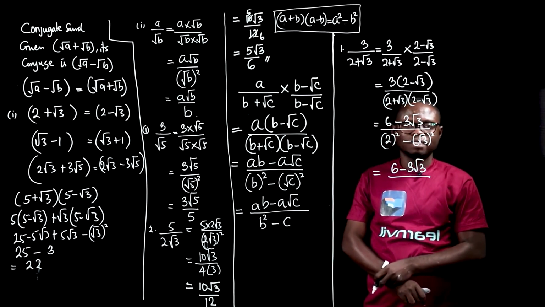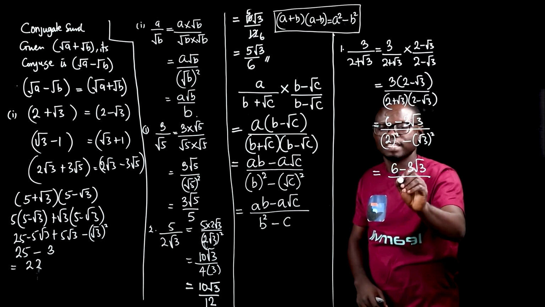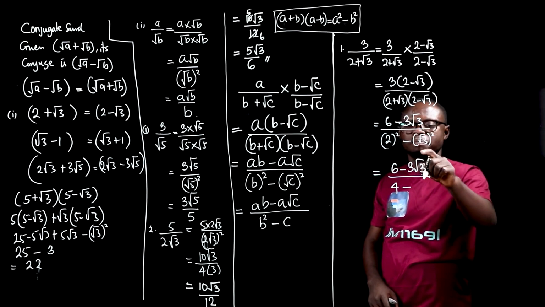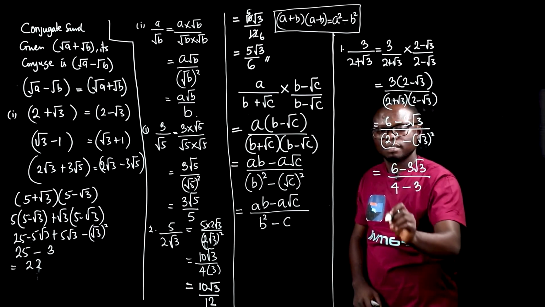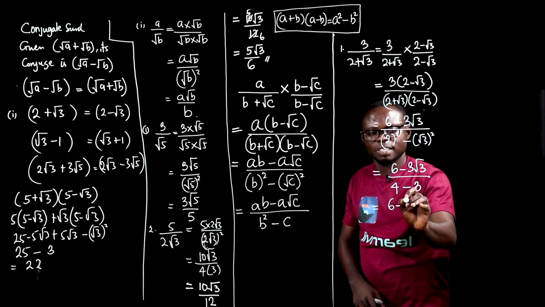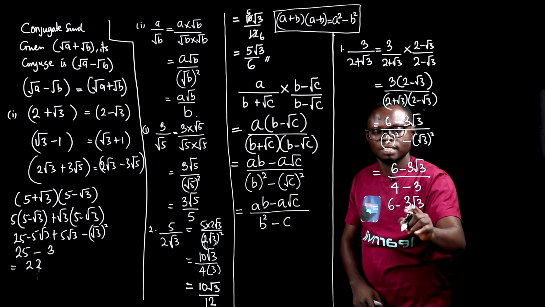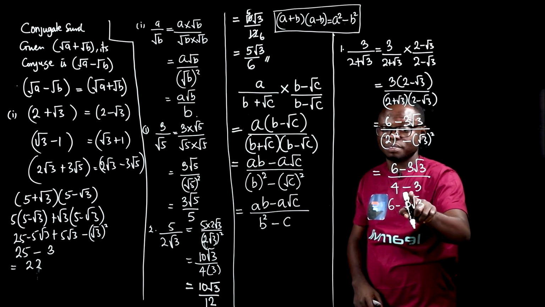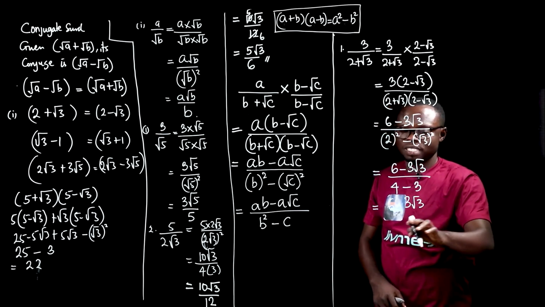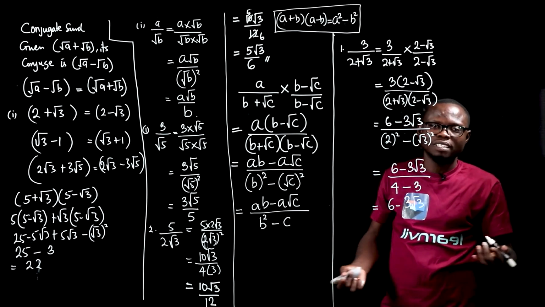The denominator, however, becomes 2 squared minus the square root of 3 squared becomes 3. And this reduces to 6 minus 3 root 3 over 4 minus 3, which is 1. And the denominator is 1. We don't normally write it.